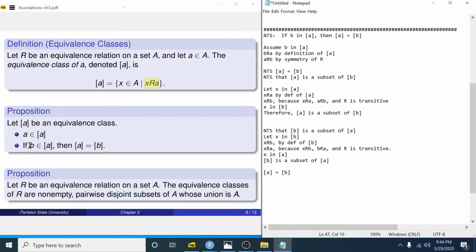We set out to show that if B is an element of bracket A, then bracket A is equal to bracket B. We started off the proof way up here. We assumed that B was in bracket A, and we did all this work, and that did show that bracket A was equal to bracket B, and so we're done with this proposition. So yeah, this proposition is totally true.